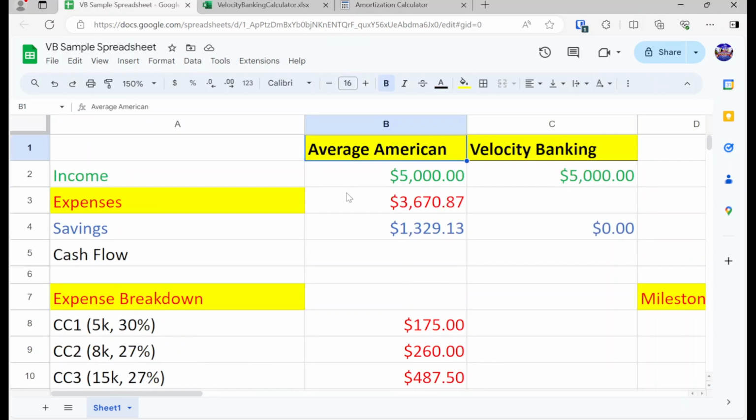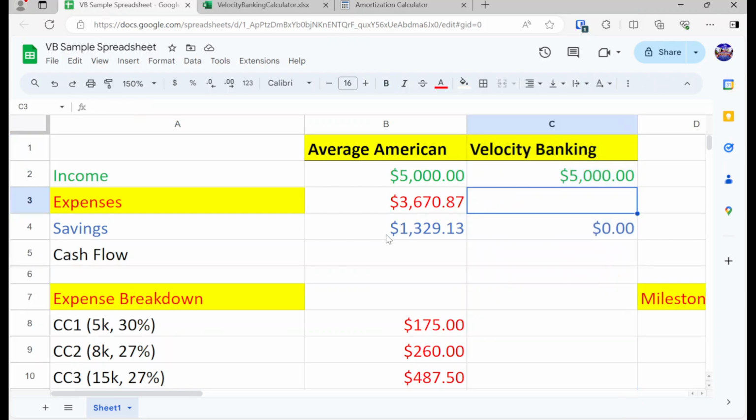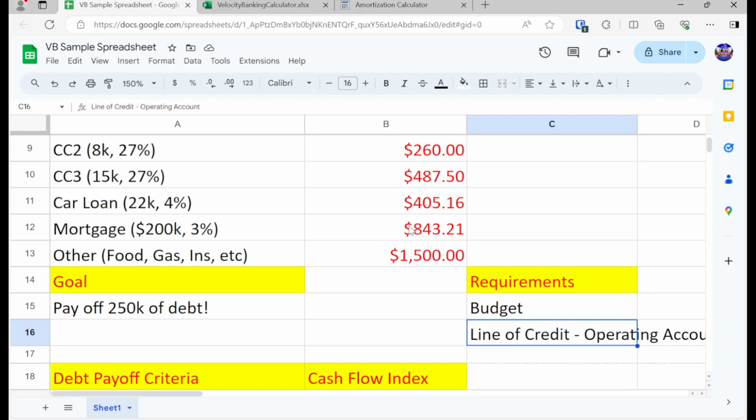And the only difference between the average American and the velocity banker is what's your main operating account, right? So your main operating account when doing traditional banking is your checking account, whereas with velocity banking, you don't use that checking account until all your debts are paid off, because your main operating account will be your line of credit. Okay, and so you can see that right here.